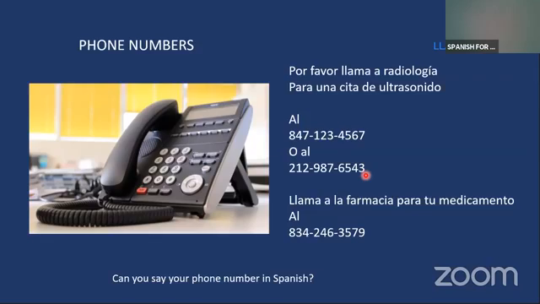Or you can tell the patient, after you see the doctor, please call the pharmacy for your medication. Llama a la farmacia. Call to the pharmacy. For what? For your medication. Para tu. Para means for. Para tu medicamento.